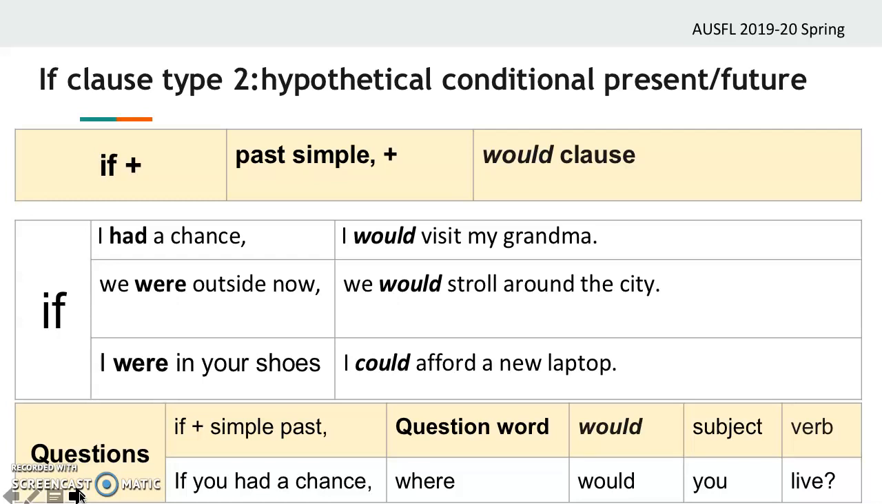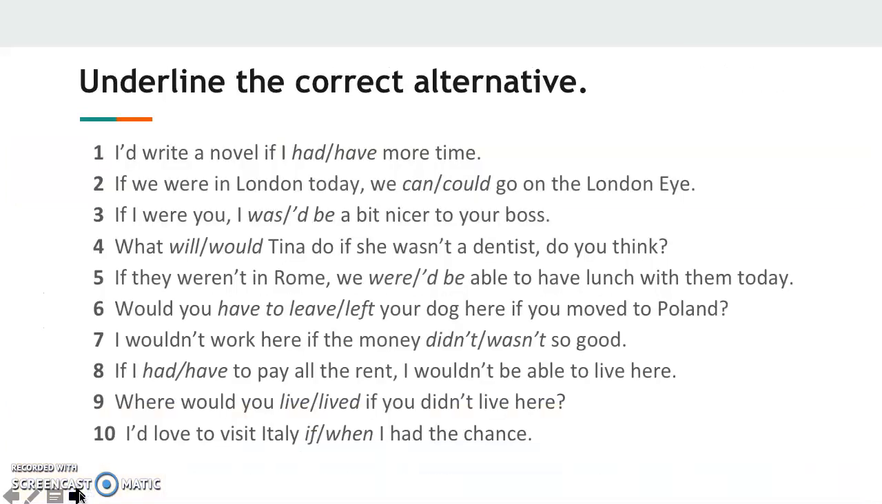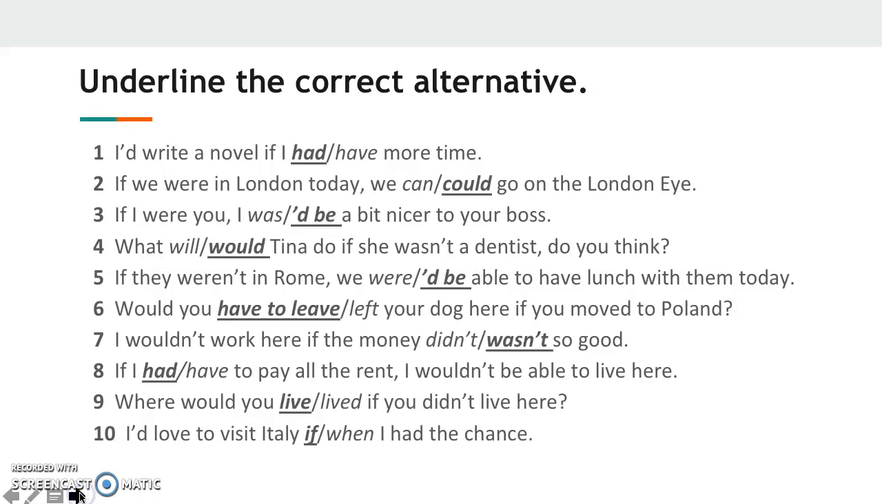In the same way, you can also formulate questions like, if you had a chance, comma, where would you live? Okay, don't forget to put the question word after the comma. All right, now let's do this exercise. Okay, pause the video and choose the correct alternative. Okay, did you do right? Pause the video.